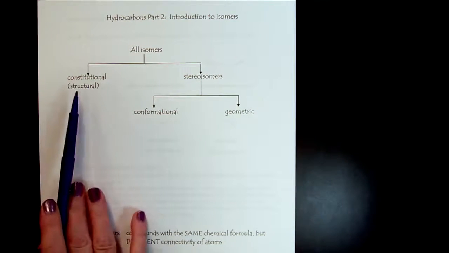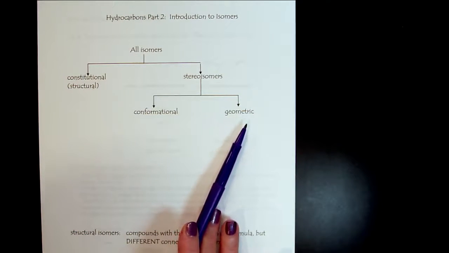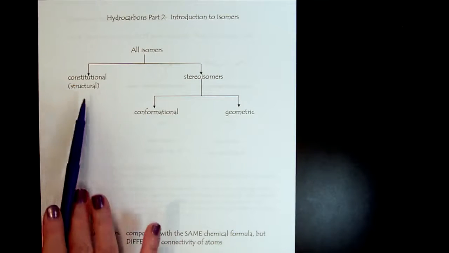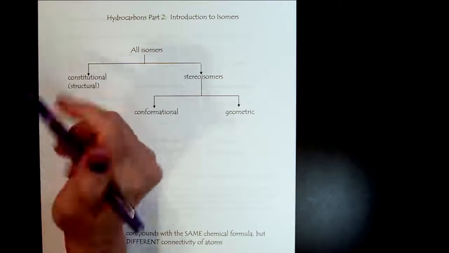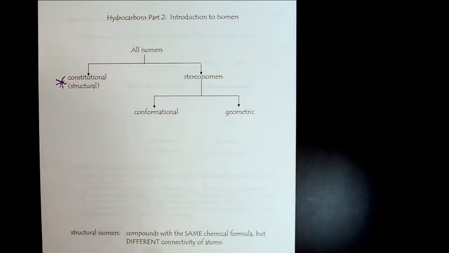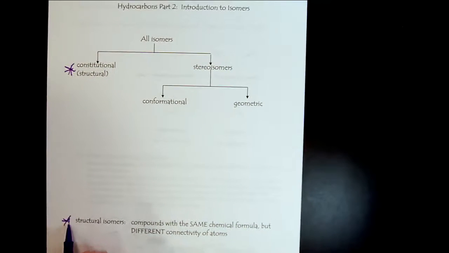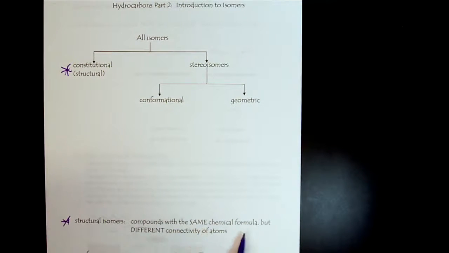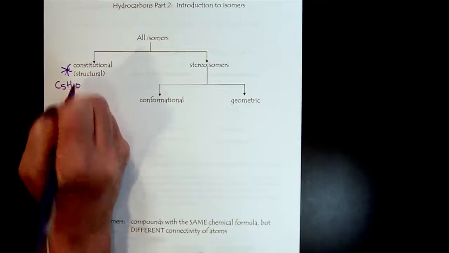We're going to look at three primary types of isomers in this video. The first one is called constitutional or structural, and I've written the definitions down here for you below. Structural isomers are compounds that have the same chemical formula but different connectivity. An example here would be if we had C5H10.